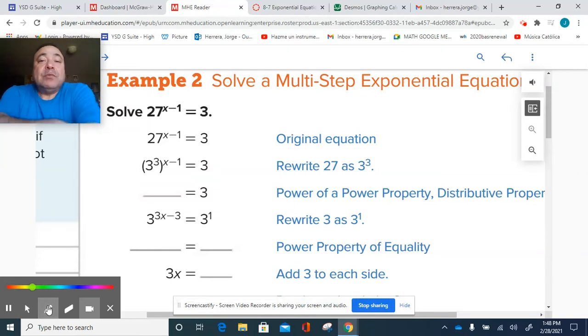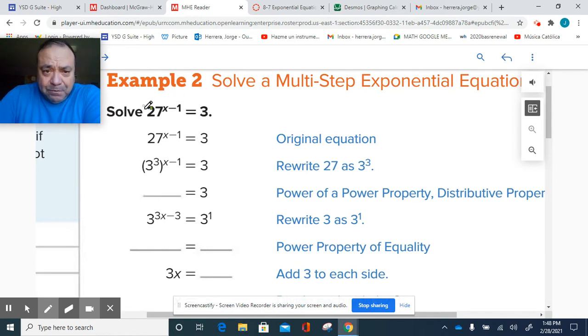Okay, guys, we got example two, and this is a really, really fun equation. It looks really nasty: 27 to the x minus 1 exponent equals 3. You say, what? How can that be? Well, let's remember, guys, look for the lowest number and look at the relations. It's like looking for cousins, what they have in common. And here we see that the base they have in common will be 3. Can you see it?